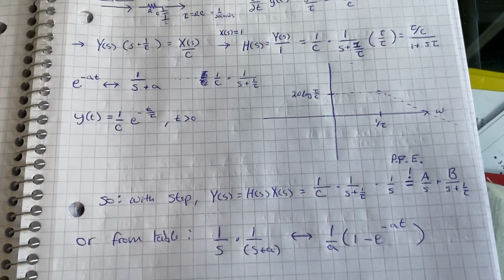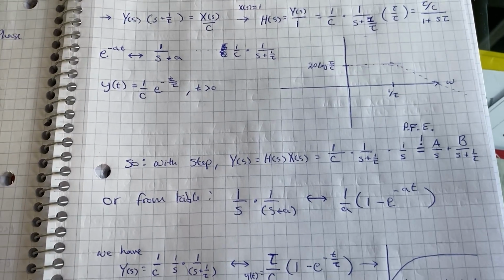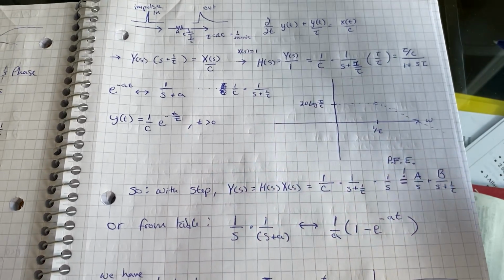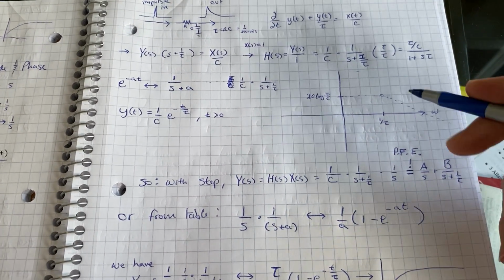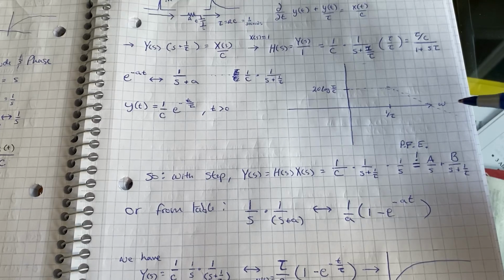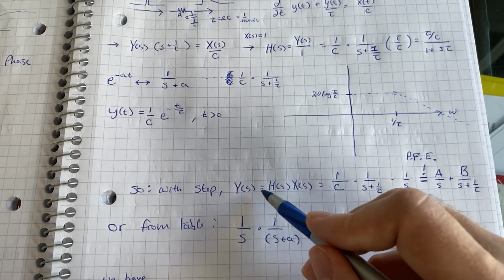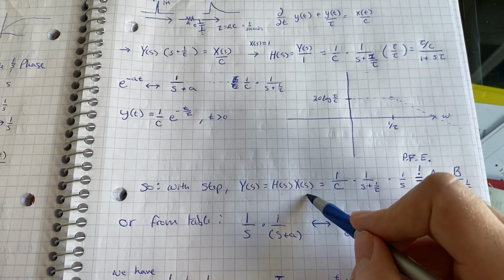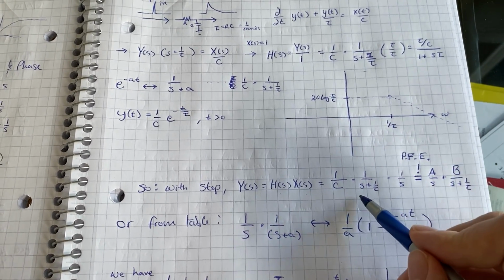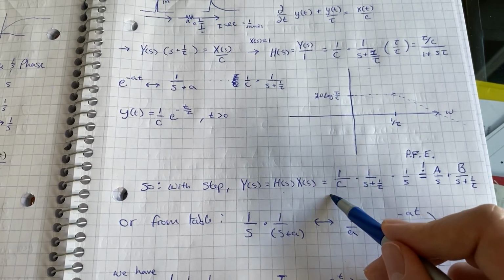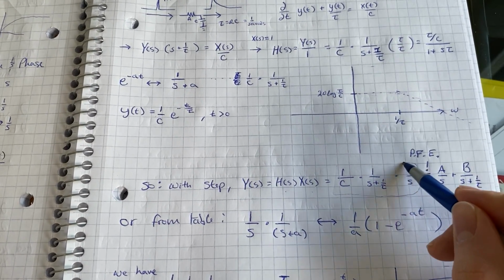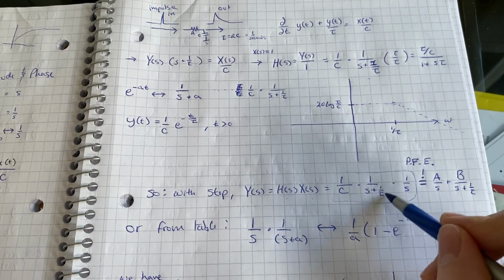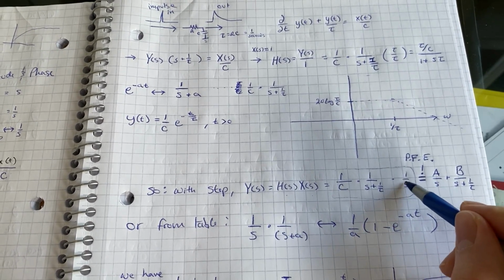So that was a pretty big tangent, but now we know what H(s) is. It's just this here. And now we know our original X(s) is the 1 over s for the step response. And we can find the output as the transfer function times the input. And if we do that, we see we have this guy here, and we have our 1 over C, our first order pole, and then our step response.